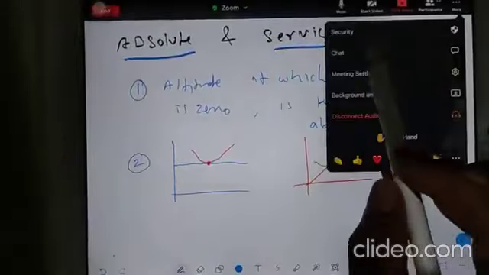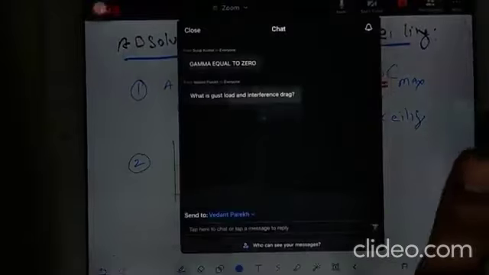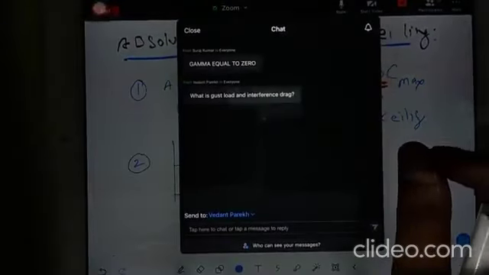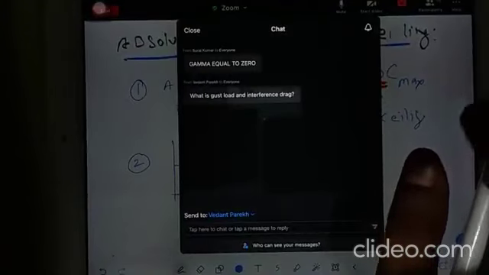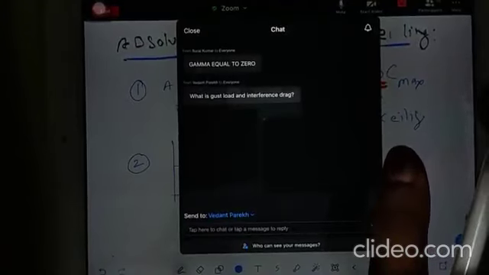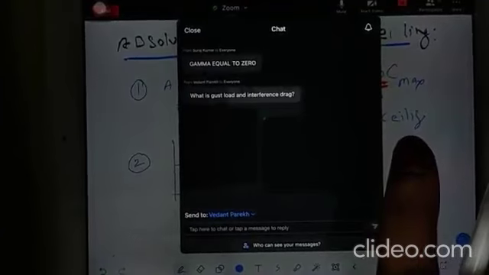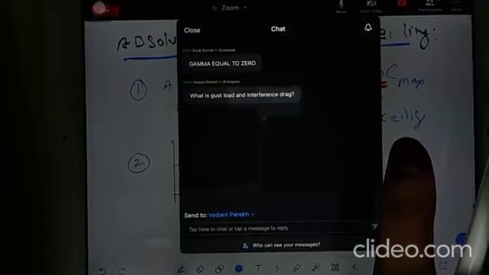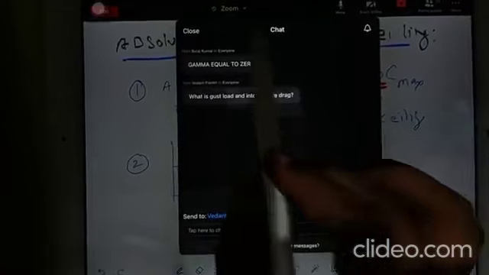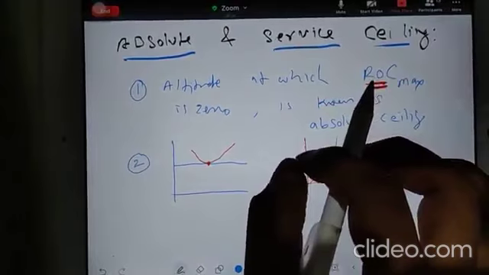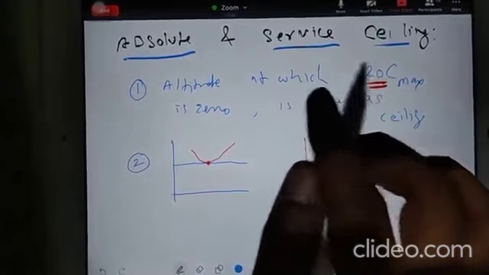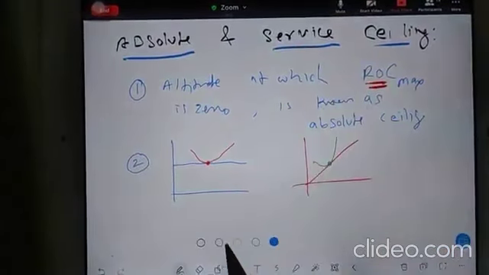If you are talking about, just a minute, I'll see the chat. See, gust load and interference load is very easy. Gust load is like, right now we have 4 loads. Any extra gust will come, then we'll be having extra loads on the wing, on the fuselage. That load is because of the air. And interference drag is different. Interference drag means when you combine 2 components, that time you get the drag. That part I will teach you in aerodynamics.